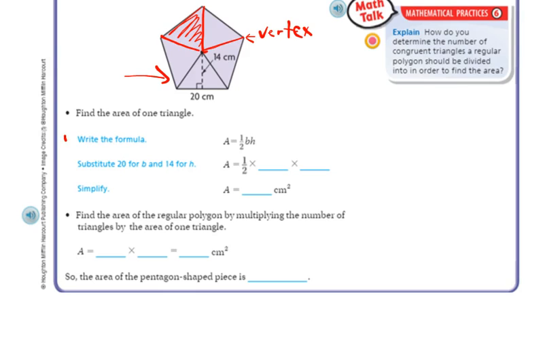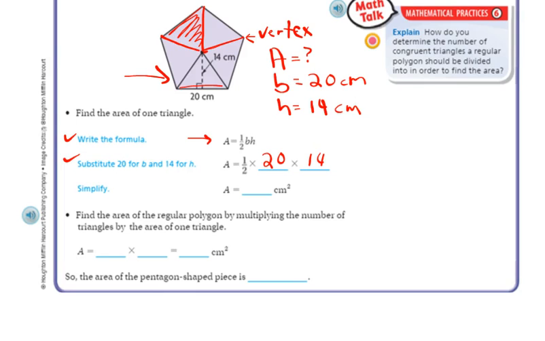So we're going to start by writing our formula. Triangle formula was A equals 1/2 BH, which you'll notice right here. The next thing I always do is go up to the diagram and list down what I need: A, B, and H. We are looking for A. B is going to be the 20 centimeters, and the height is going to be the 14 centimeters. I'm going to take those values and substitute them into our formula. So A equals 1/2 times 20 times 14.